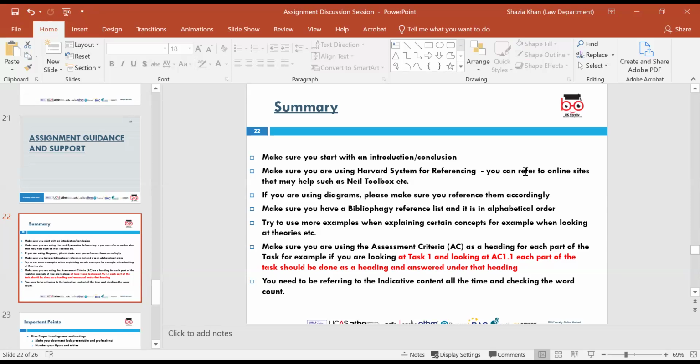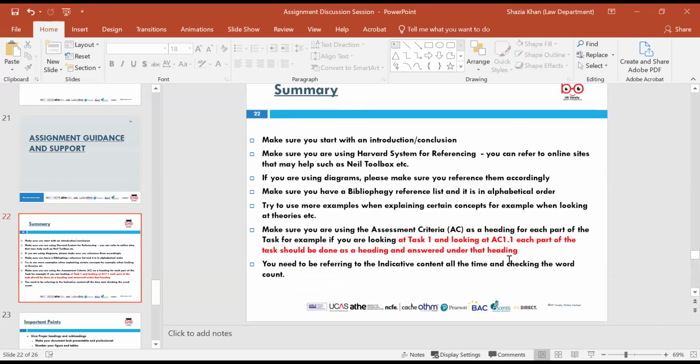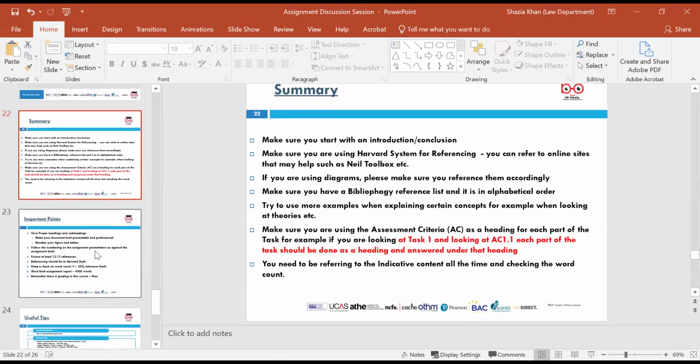Using diagrams, make sure you reference them accordingly. Again, your reference list needs to be in alphabetical order. Try to use more examples when explaining certain concepts. For example, when looking at theories, practices, any examples you're using, make sure you are using more examples to elaborate a certain point. Make sure you are using assessment criteria, AC, as a heading or subheading for each part of the task. So task 1, looking at AC 1.1, each part of the task should be completed under that heading, and you need to be referring to indicative content all the time and checking your word count.